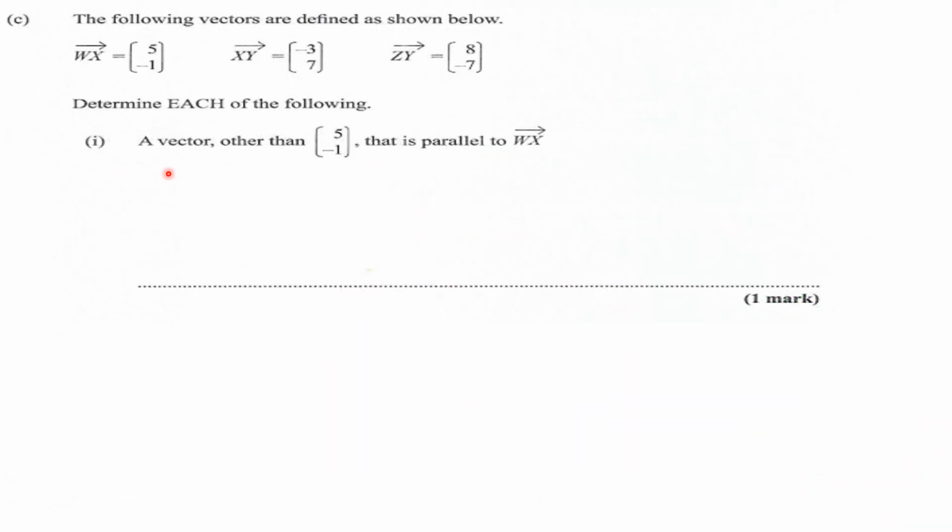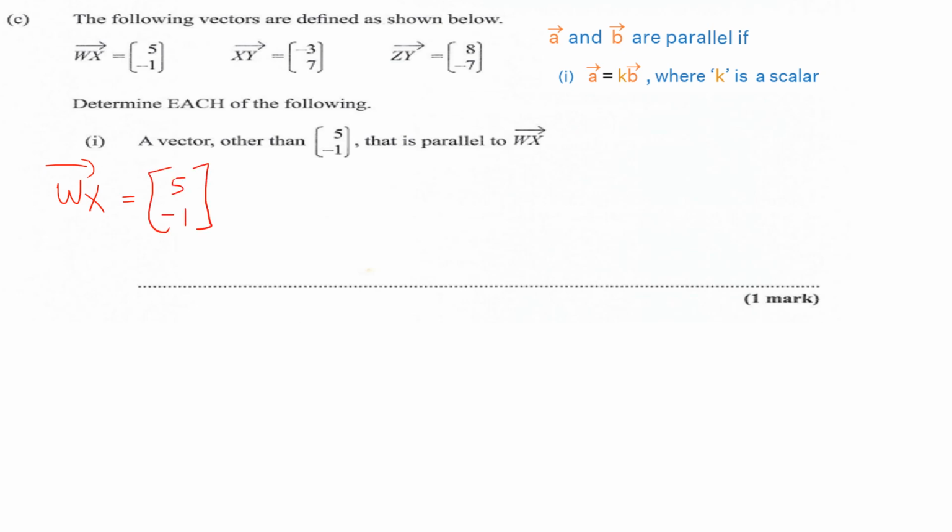Okay, part C: determine each of the following. A vector other than (5, -1) that is parallel to WX. So when it comes to vectors, they are parallel if you take this vector, which is WX, equals (5, -1).